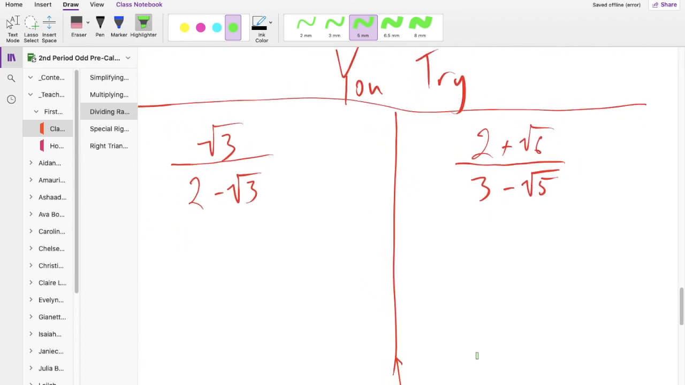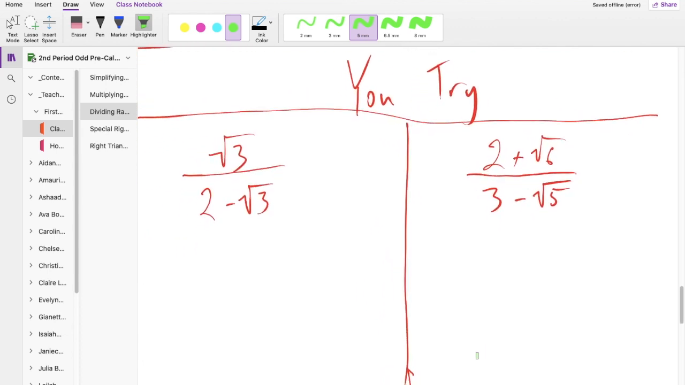So I have 2 problems for you to try. You have the square root of 3 over 2 minus root 3, and you have 2 plus root 6 all over the quantity 3 minus root 5. So again, pause this video and work these out. Come back and check your answer.